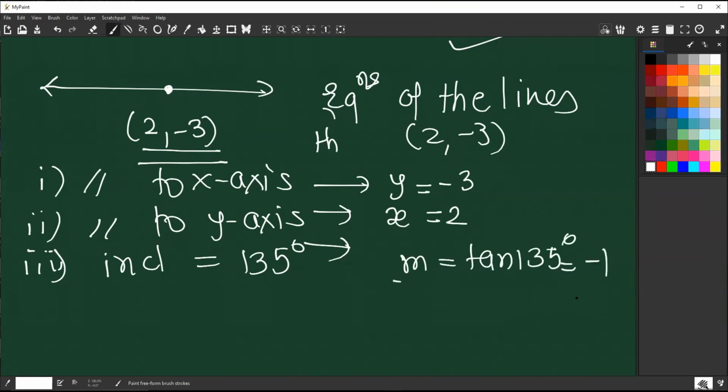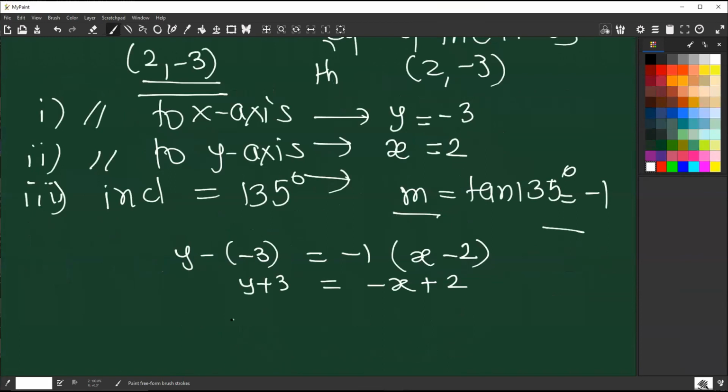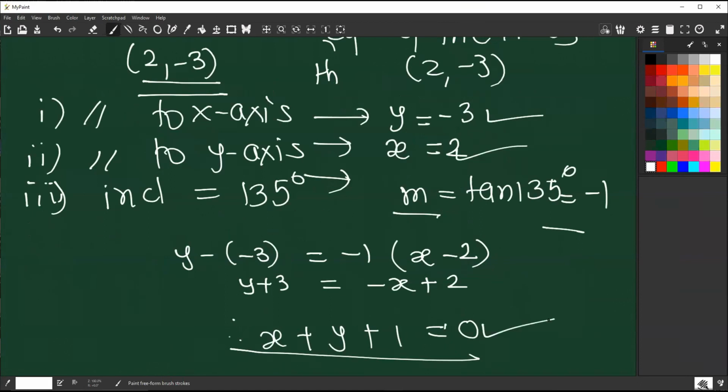Correct? So you know the slope and you know the point. So y minus y1 is equal to slope into bracket x minus x1. Understood? So y plus 3 is minus x plus 2. Somebody has got it right, I think. So your equation is x plus y plus 1 is equal to 0. This is the third equation. So this is the first answer, the second answer, and the third answer. Got it? Okay.